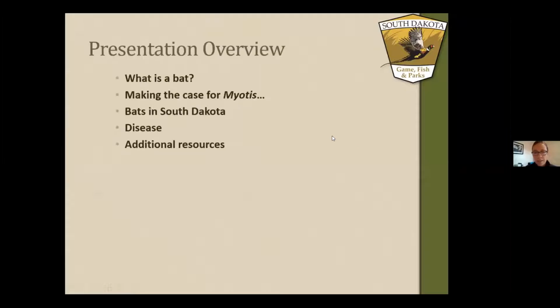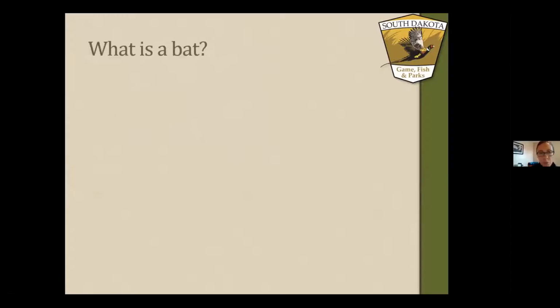Excuse me here while I get used to Zoom and PowerPoint at the same time. I'll talk about the bat species that we find in our state. I'll touch on diseases, and then I'll leave you with a few additional resources just in case you want to do some information digging on your own. So first, what is a bat?